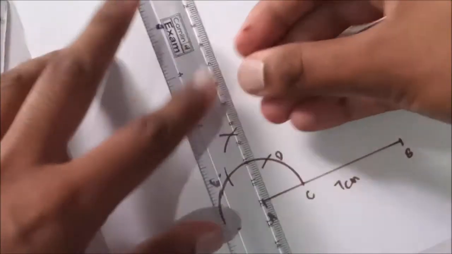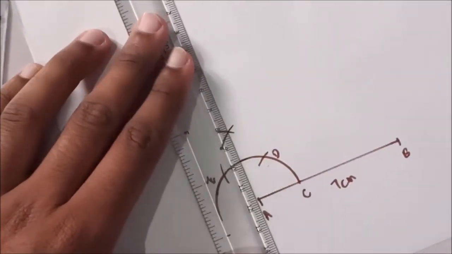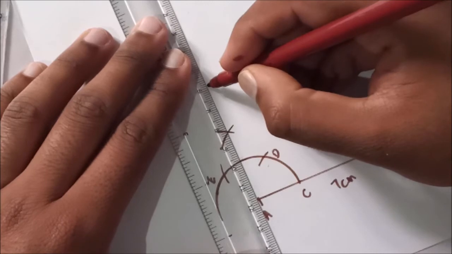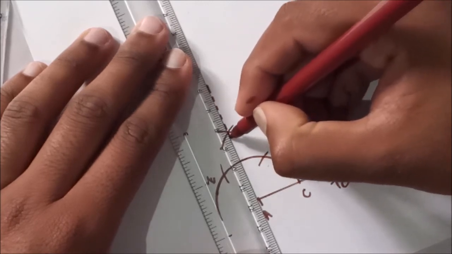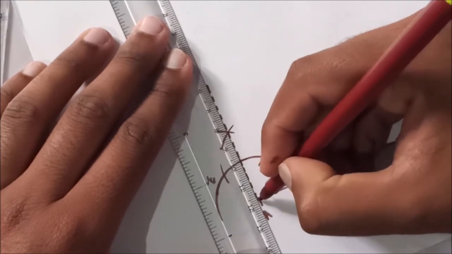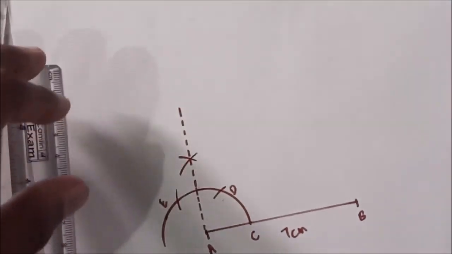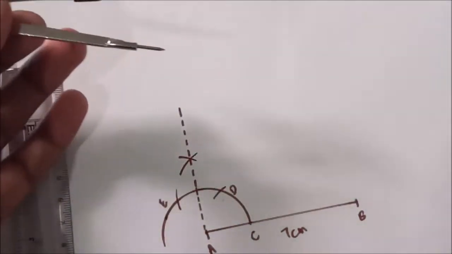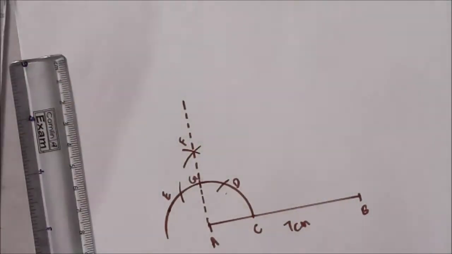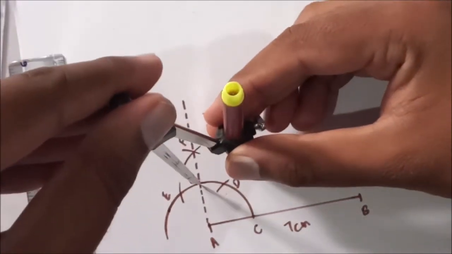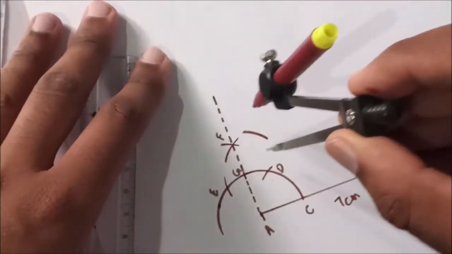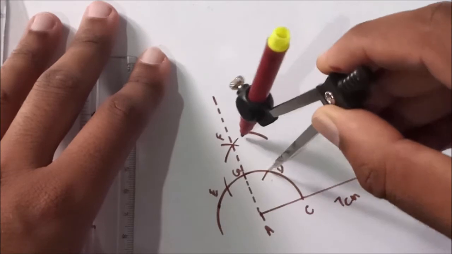Okay, now I'm going to do 90 degrees. Actually I'm going to do first 90 degrees, so I'm going to put dotted lines, because based on 90 degrees only I'm going to do 75 degrees. So this point I'll make it as F and G. From G I'll draw an arc, and from D I'll draw an arc.